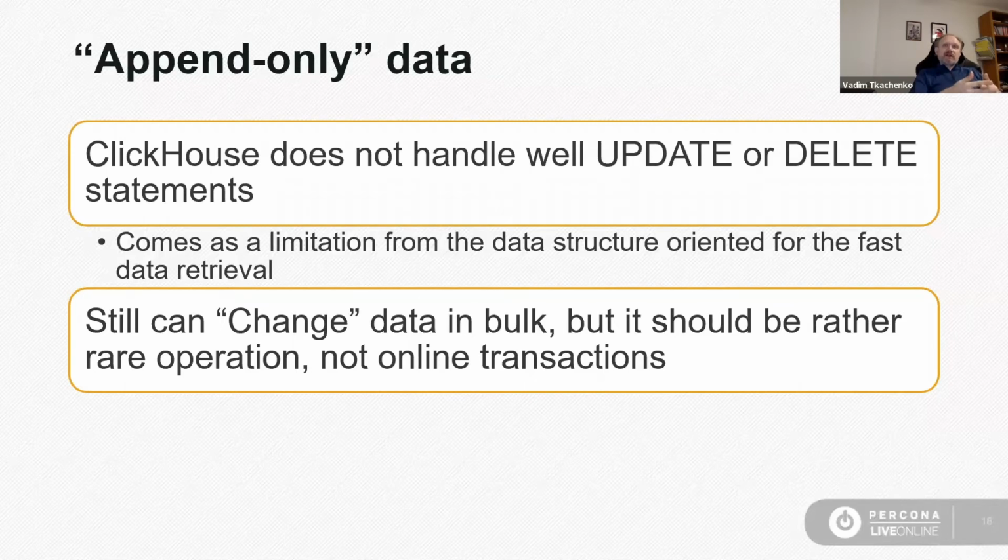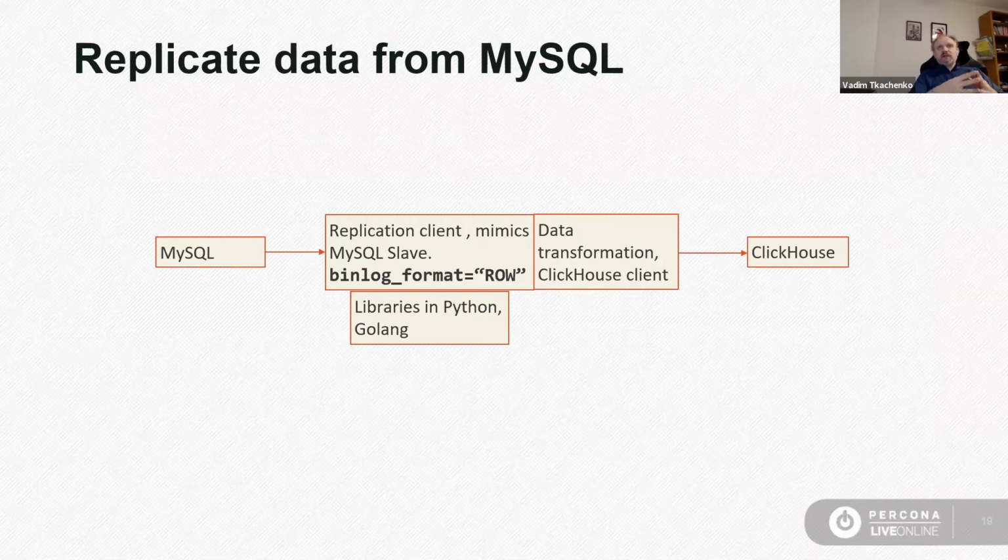And I'm saying it does not handle well. It still can change data in bulk. You can run a bulk update or bulk delete statement, but ClickHouse prefers it should be a rare operation, not online transactional processing. So currently append-only data for ClickHouse, and using a familiar MySQL replication technique, we can deploy tools that read data from the MySQL replication stream, transform data, and insert data into ClickHouse. And to work with MySQL replication streams, there are already libraries available in Python and Golang. That's what comes to the top of my head, but there are probably more available.